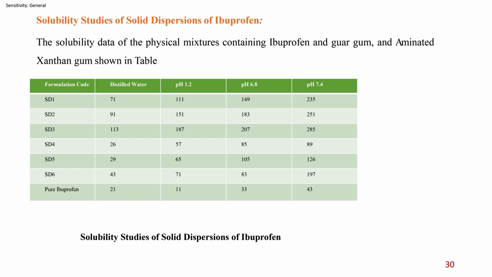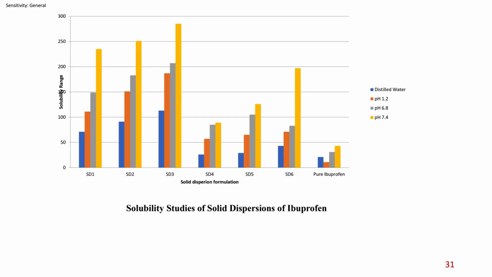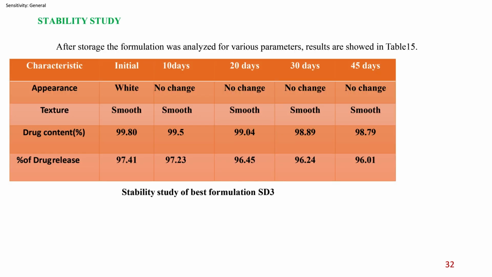Next, moving further with the solubility of various physical mixtures of ibuprofen for various batches, in distilled water, for pH 1.2, for pH 6.8, and for pH 7.4. This is the solubility study graph of ibuprofen. This is the stability study graph. This is the stability study table for solid dispersion.